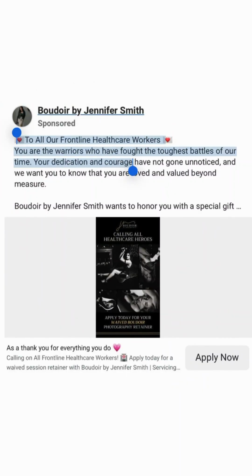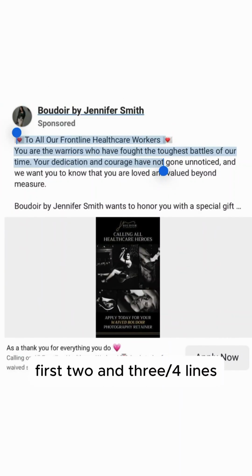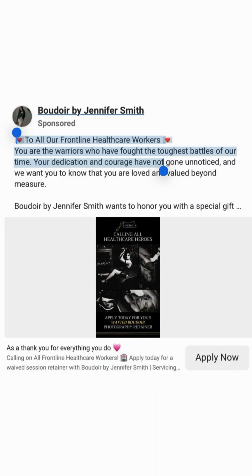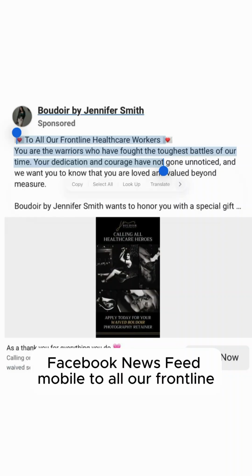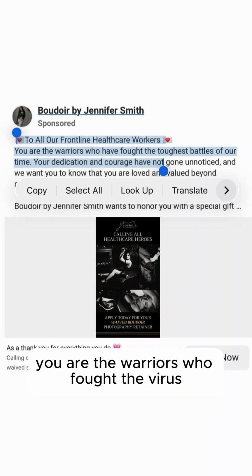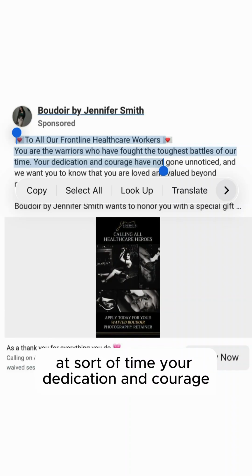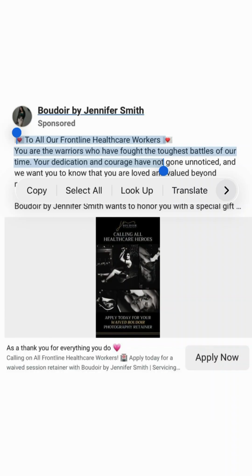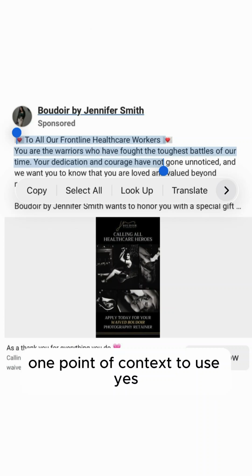Finally, look at the see more headline, first 2 3/4 lines. Facebook newsfeed mobile. "To all our frontline healthcare workers, you are the warriors who have fought the toughest battles of our time. Your dedication and courage." All right, so yeah, we only got one point of context here.